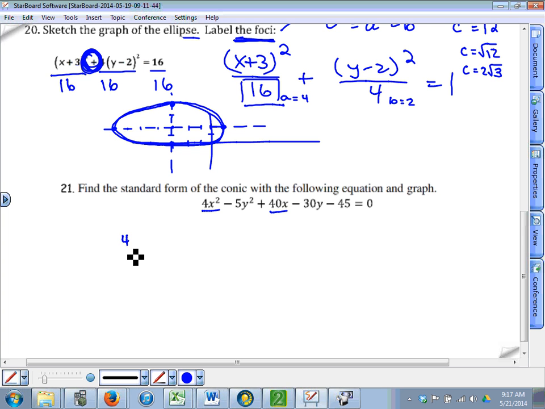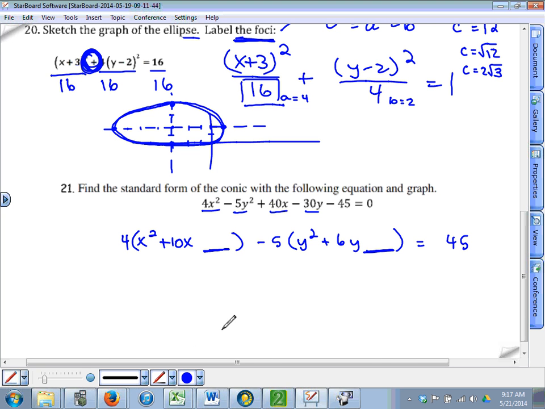So if we took the x's and factored out a 4, we would have x squared plus 10x, correct? If we took the y's, what can we factor out of that? A minus 5? That's going to be y squared plus, remember, if you factor out a negative from a negative, you get a plus 6y. And then I'm going to add the 45 to the other side. So we've regrouped and factored out the leading term from each of the similar variable terms. We are eventually going to divide by whatever number's here, but not quite yet. We have to complete the square here, and we have to complete the square there.